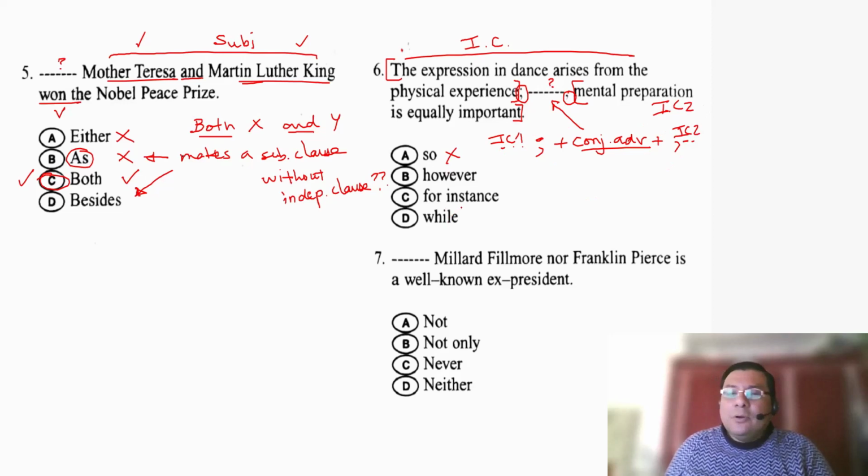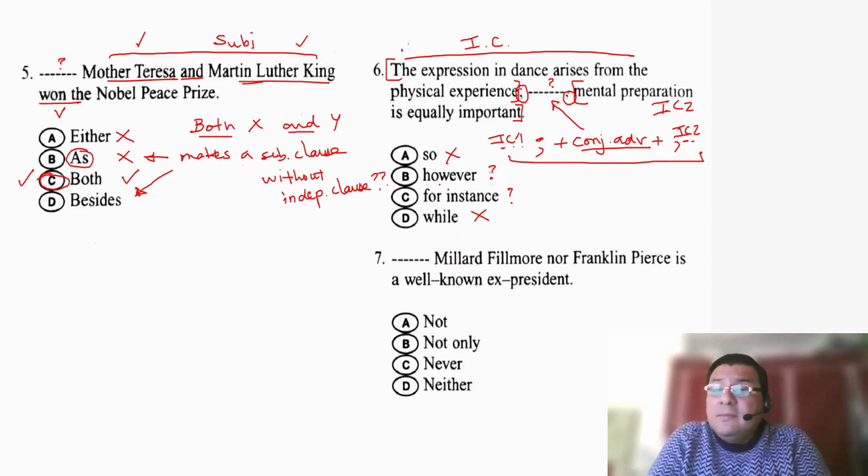So it's a coordinating conjunction, and however is a conjunctive adverb. This is a possibility. For instance is another. Okay, these are two potentials. While is not a conjunctive adverb, it doesn't match the syntax of this construction. So we need to decide between however and for instance. But take a look. However is used to make a contrast between two ideas, while for instance is used to exemplify one previously stated idea.